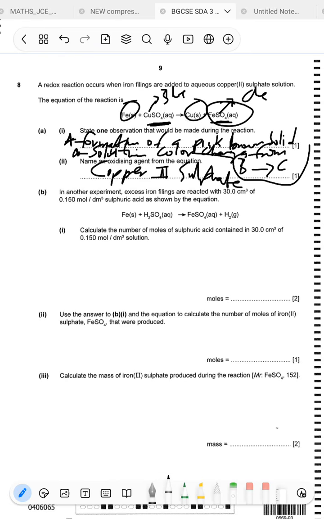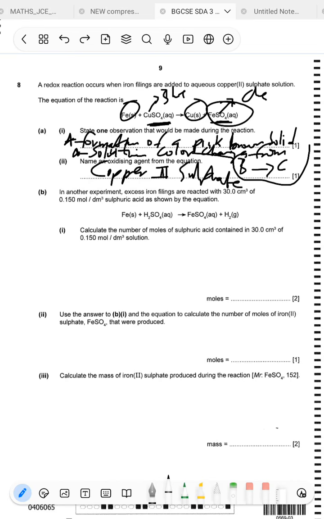Next, the question says, in another experiment, excess iron filings are reacted with 30.0 cubic centimeters of 0.150 mole per cubic decimeter sulfuric acid as shown by the equation. Iron reacts with sulfuric acid to form iron 2 sulfate and hydrogen gas. This is a typical reaction between metals and an acid, which is an exothermic reaction. Let's just get to the question.